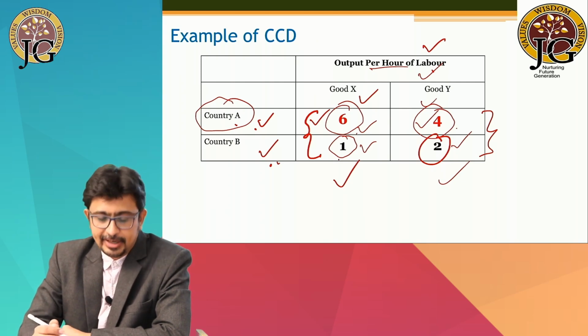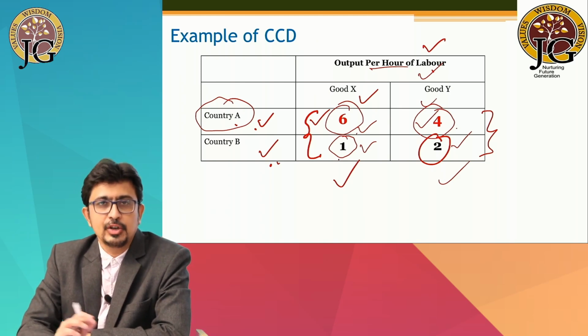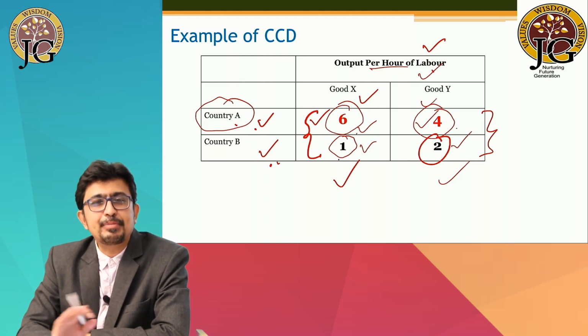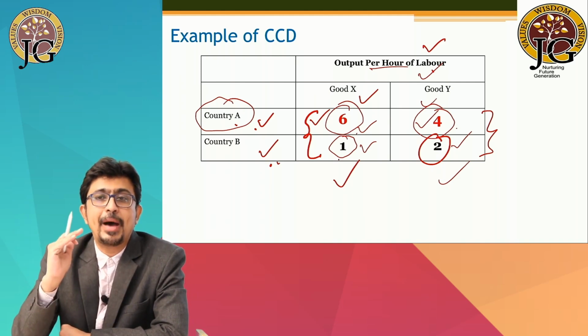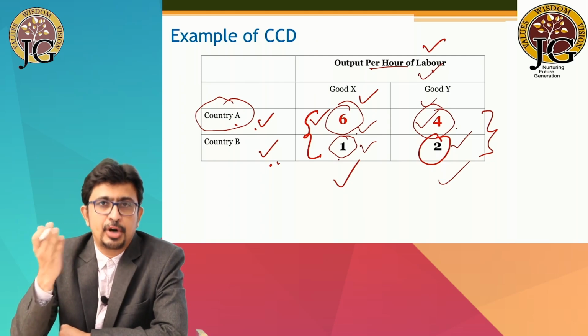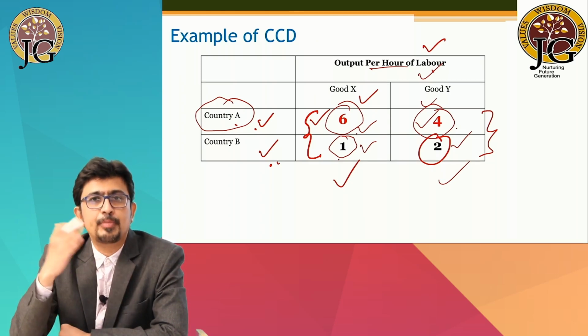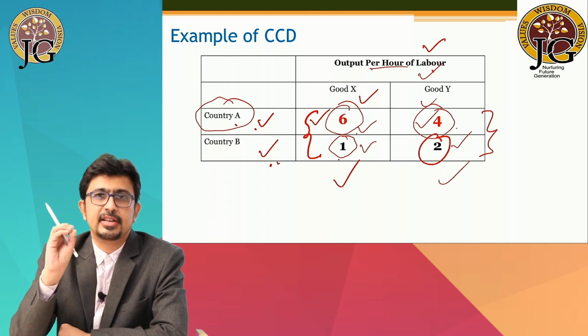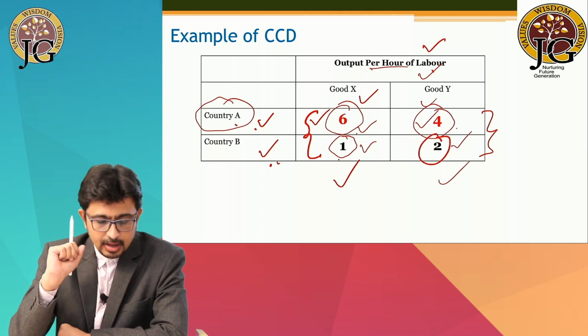But in good Y, it is only 2 times superior as compared to country B in the production of good Y. So when one country is absolutely superior in production of both the goods, but it is comparatively more superior in production of one commodity and comparatively less superior in the production of the other, we say that there is comparative cost difference between the two countries.